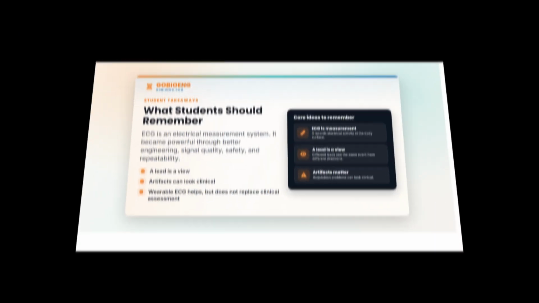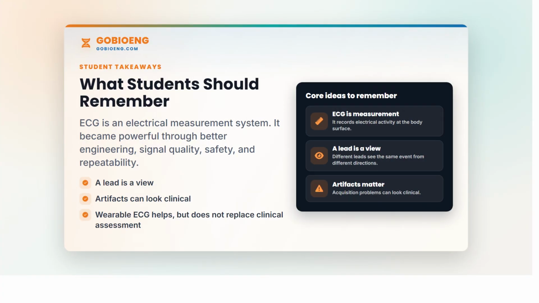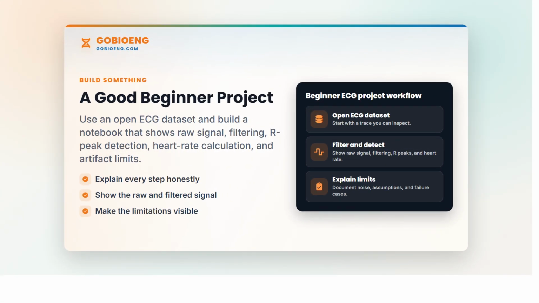If you are a student, a good beginner project is to use an open ECG dataset and build a notebook that shows the raw signal, filtering, R-peak detection, heart rate calculation, and artifact limitations. The best project is not the fanciest model. It is the one that explains every step honestly.